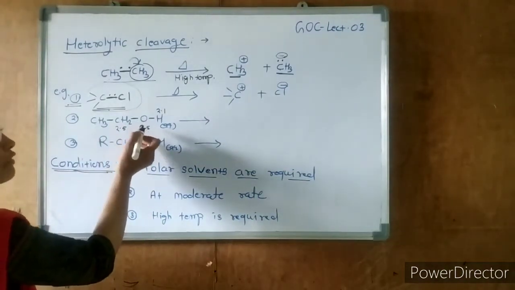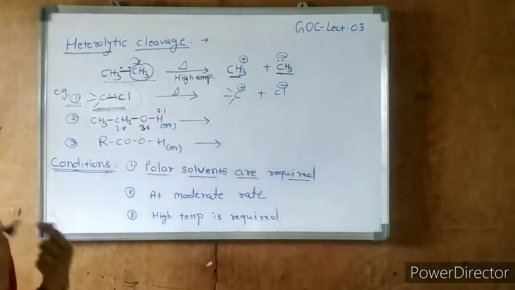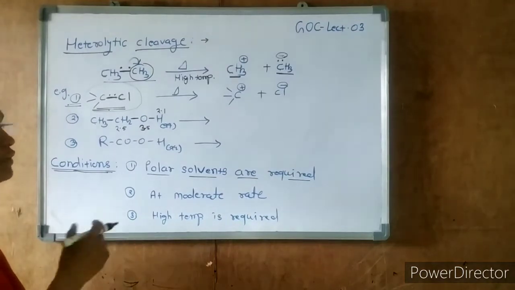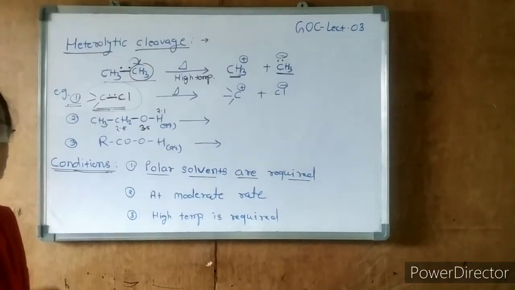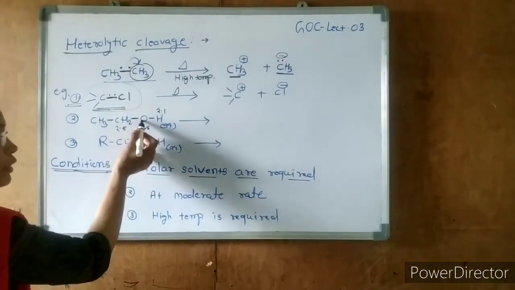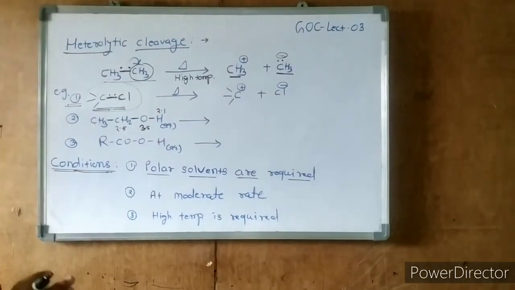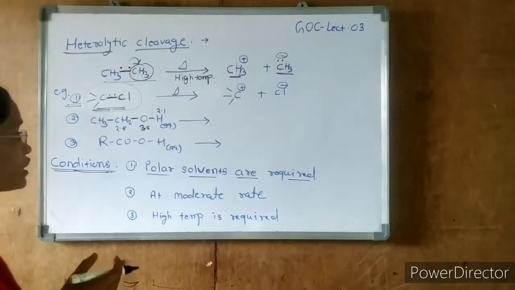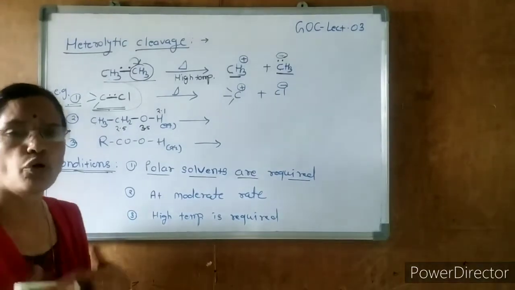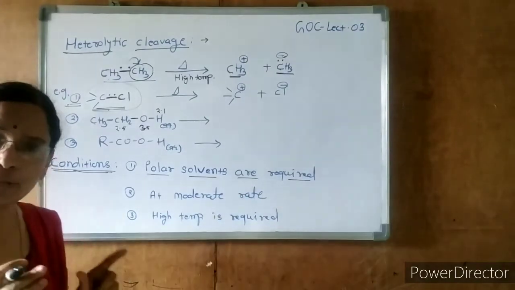Now, which bond will be more polar? Which bond has the greater electronegativity difference? We have to understand that first, and then we can decide which bond will break. Either the CO bond will break or the OH bond will break. That depends on the electronegativity difference, that is, on the polarity of the bond. The bond which is more polar, with the greater electronegativity difference, will break.